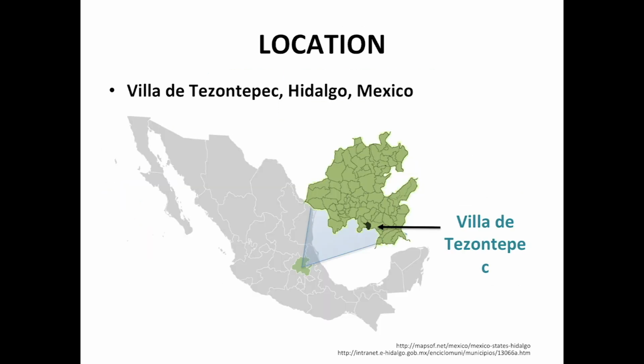Villa de Tezontepec is a small semi-urban community located in the state of Hidalgo in central eastern Mexico, with a population of around 12,000 people. This location was selected as a case study to build a model. There were two main reasons why it was selected. One is because they have a routine spay and neuter program going on, and they also have a large population of free-roaming dogs.